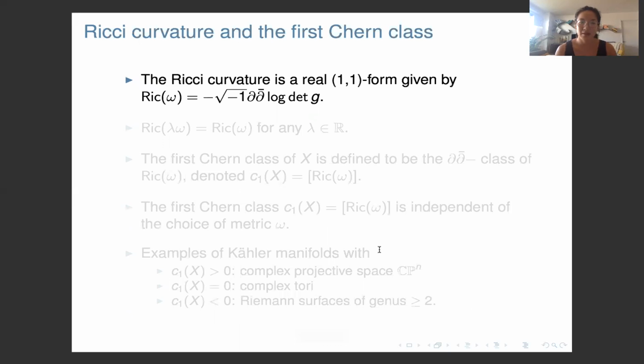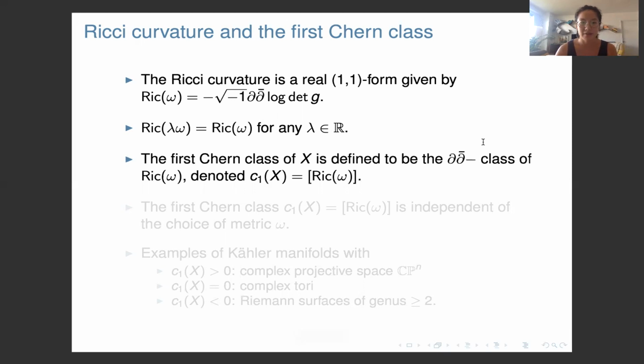I haven't defined the flow yet, but the flow will evolve by its Ricci curvature. So here I'm going to define the Ricci curvature. It's given by a real (1,1)-form defined as negative i ∂∂̄ log determinant of g, where g is the Hermitian or Kähler metric we'll be working with. Using this definition, you can see that up to scaling, if I were to scale the metric omega by a factor of lambda for some real number lambda, because you're hitting it with log, it's not going to affect the resultant Ricci curvature. So in fact, this Ricci curvature is invariant under scaling of the metric.